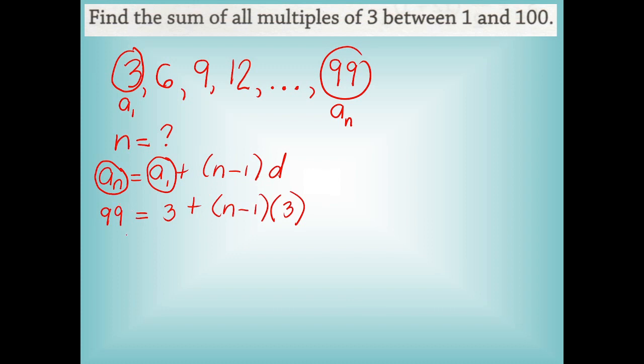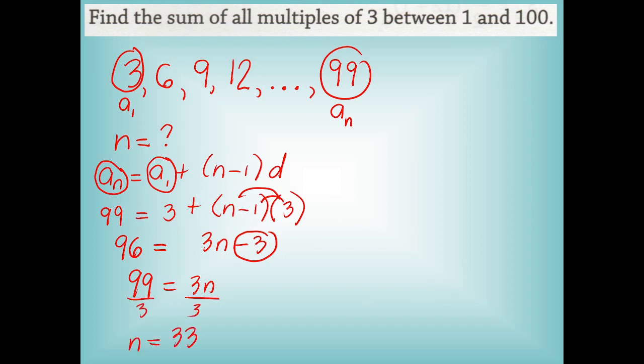What is 99 minus 3? Let's go straight. 96. Distribute, this is 3n minus 3. Transpose this to the other side. What will happen to 96? Reverse sign, 99 equals 3n. Divide both sides by 3. What is n? There you go. 33 is our n here.